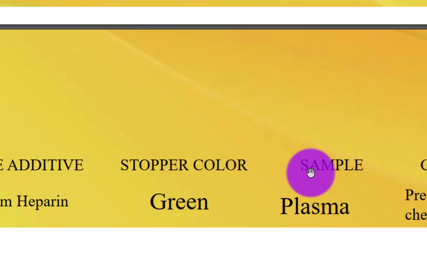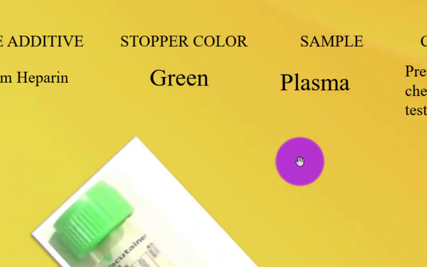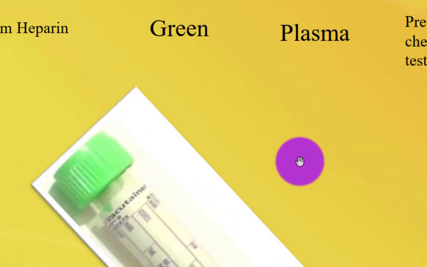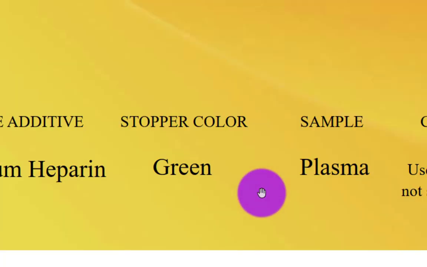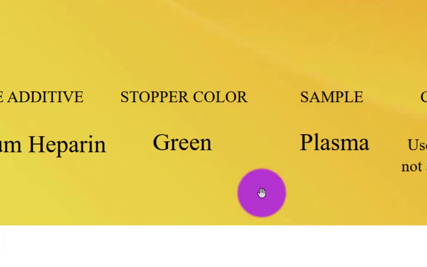Sodium heparin, green. Sodium heparin green requires a plasma sample for most chemistry tests, and is not suitable when testing for lithium.